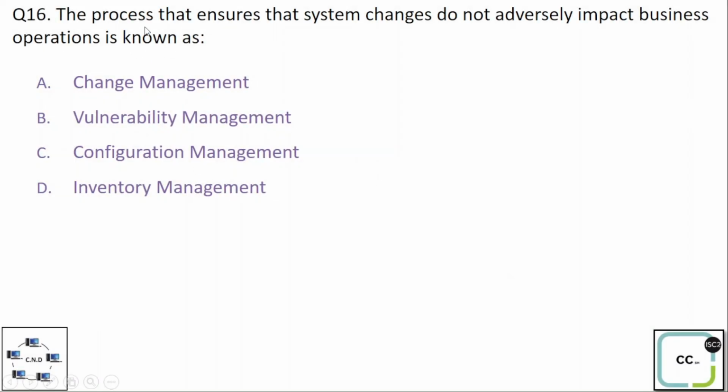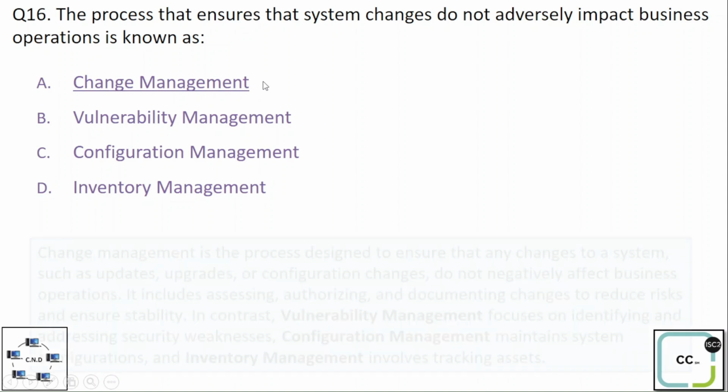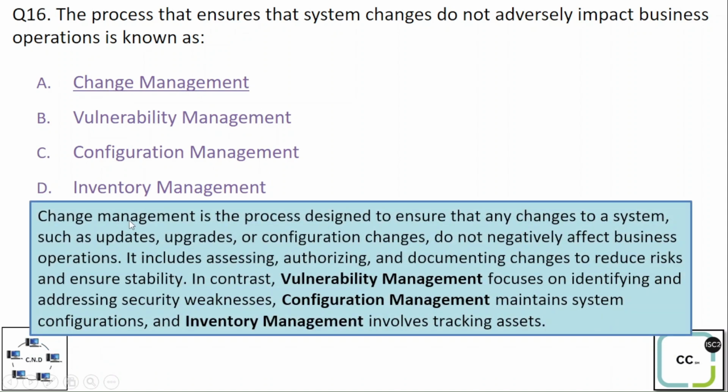Question number 16. The process that ensures that system changes do not adversely impact business operation is known as, and the options are option A, change management, option B, vulnerability management, option C, configuration management, and option D, inventory management. And the correct option is option A, change management. So what is change management?